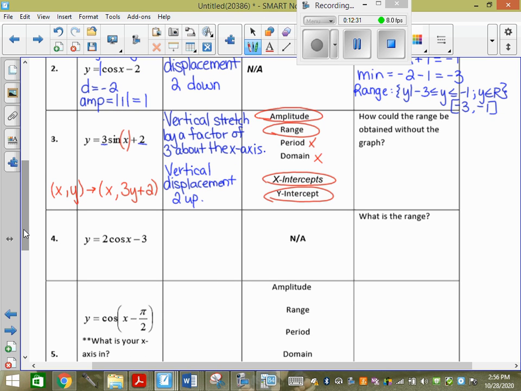What's the range? Well, my maximum. What's my D? My D is 2. My amplitude is the absolute value of A, which is 3, so it's 3. So my maximum is D plus A, which is 5. And my minimum is D minus A, which is -1.